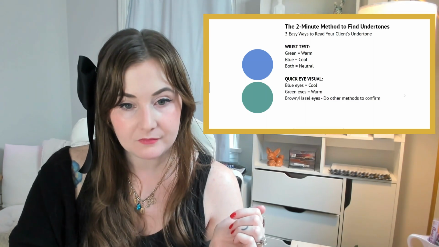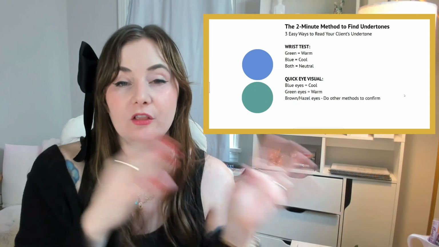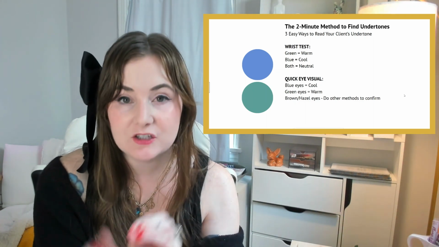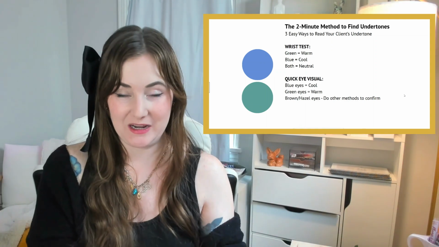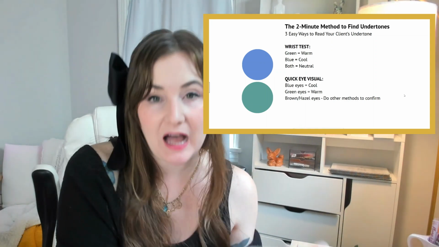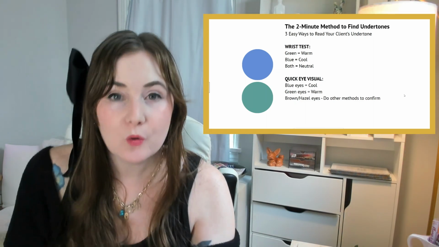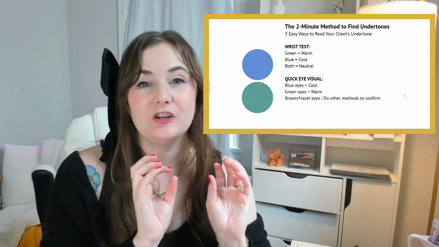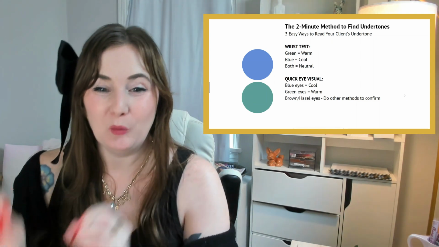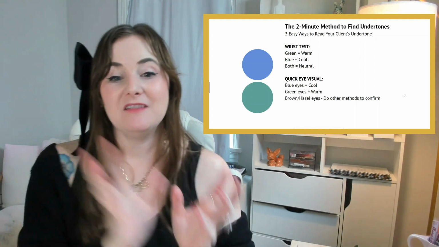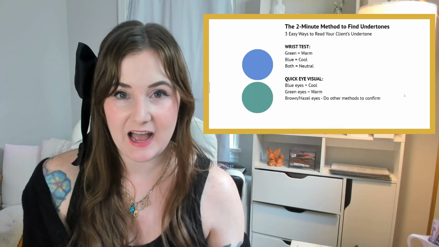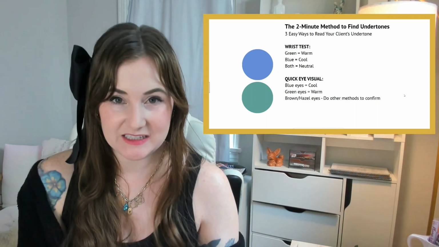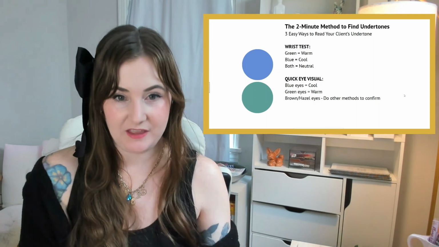Okay. You can also look at their eye color. Okay, so 2 eye colors can tell you immediately what someone's undertone is. All right, so blue eyes are going to be cool undertones, and green eyes are going to be warm undertones. Okay, if someone has brown eyes or hazel eyes, we are not going to use the eyes as a way to confirm their skin undertone. We want to look for different things here.